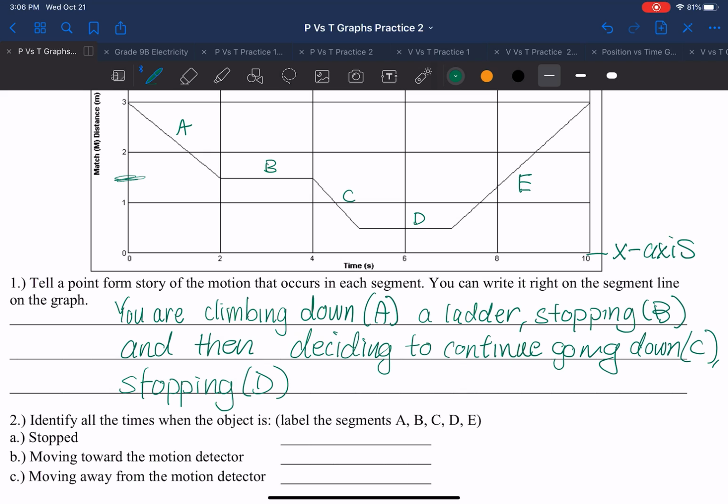And now at part E, we decide that we're gonna climb back up. We prefer higher altitudes. So climb back up the ladder at section E there.